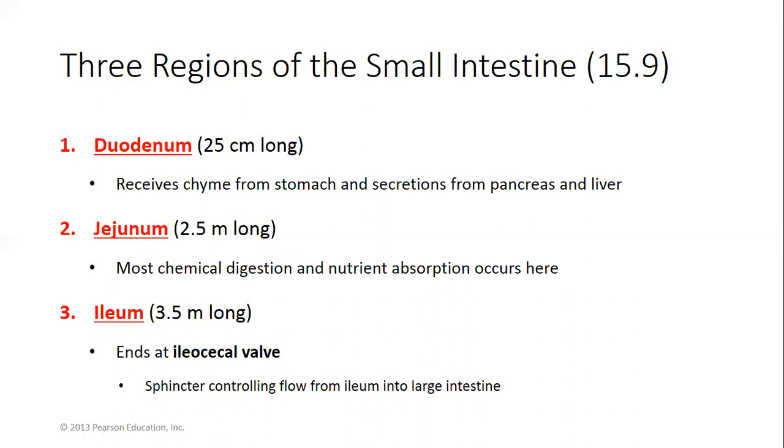So think about that. Almost 6 meters you have of small intestine just smashed into your abdominal cavity. And that ileum ends at what's called the ileocecal valve, which is another kind of sphincter that controls the movement of digested food from the ileum to the first part of the large intestine, which is called the cecum. So ileum, cecal, cecum. The ileocecal valve separates the ileum from the cecum, the first part of the large intestine.